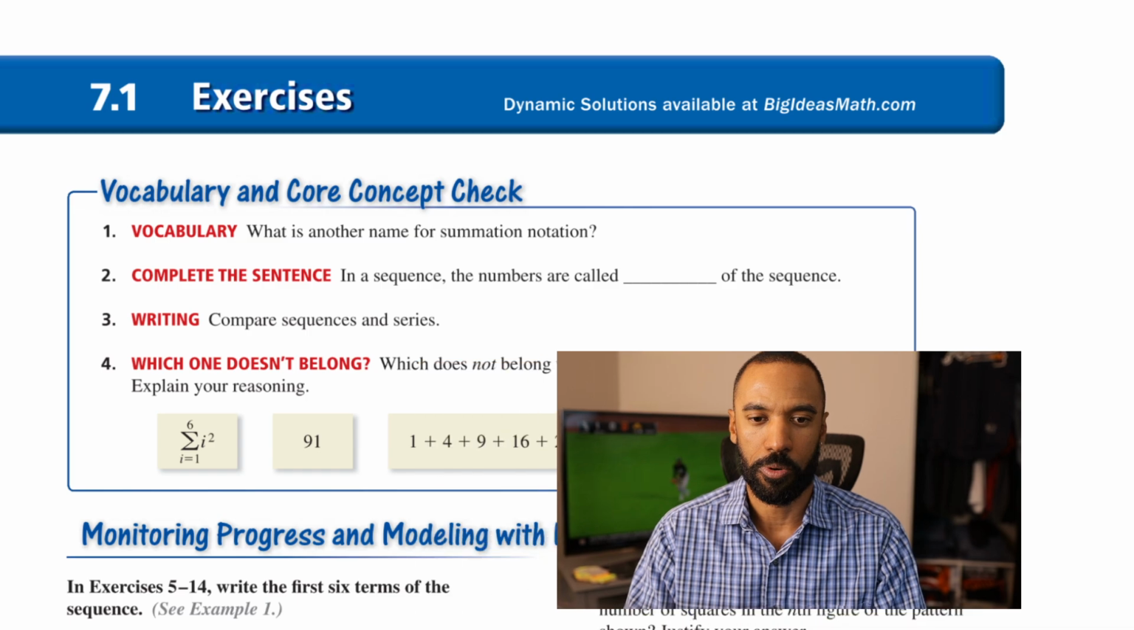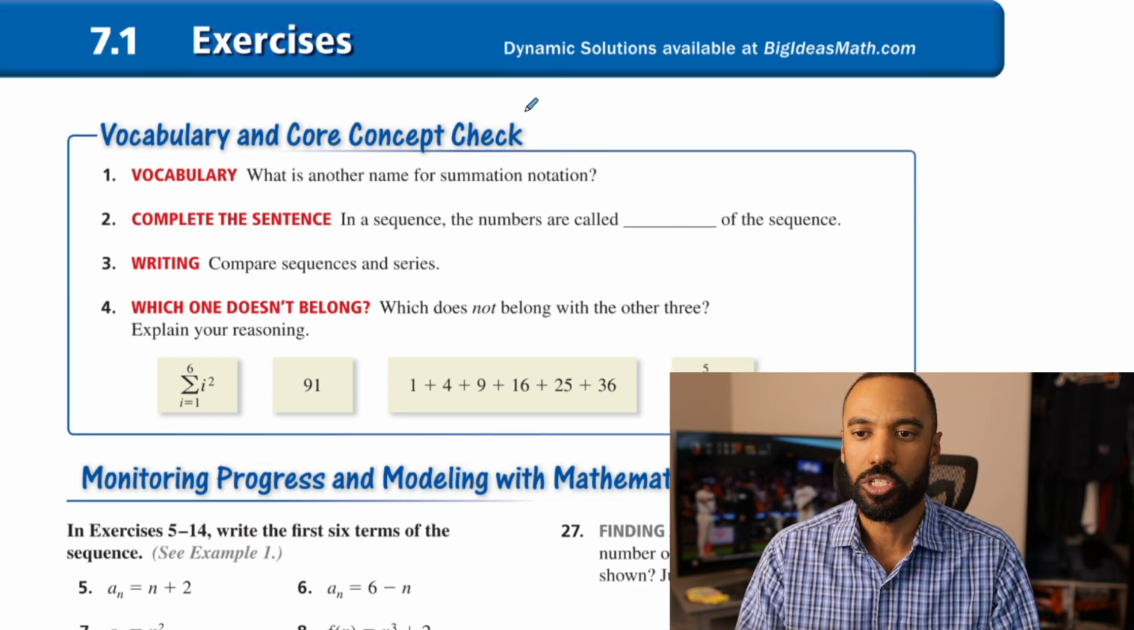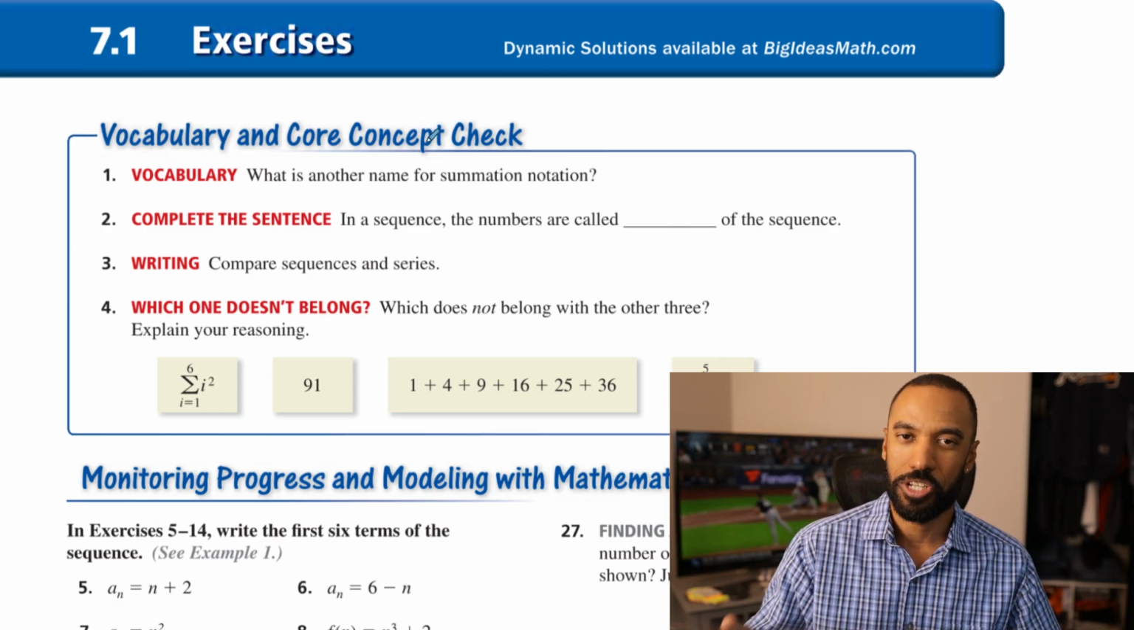Okay, and that's it for the lecture portion. I mean, it was long, and I stumbled across a couple things. My apologies for that. Let's start with the vocabulary and core concept check, numbers 1 through 4, and then we'll do numbers 5 to 61.